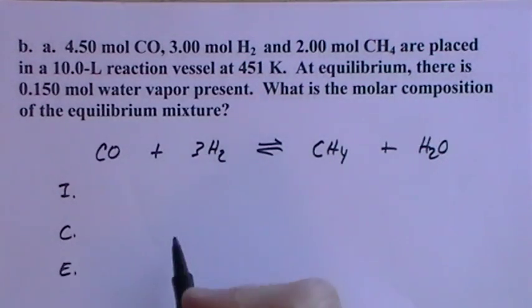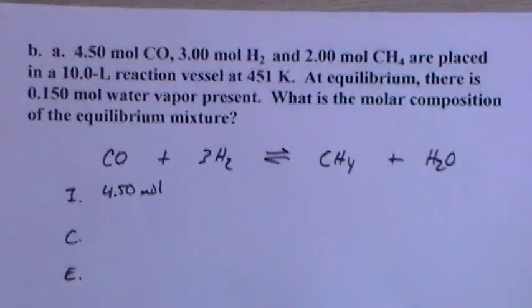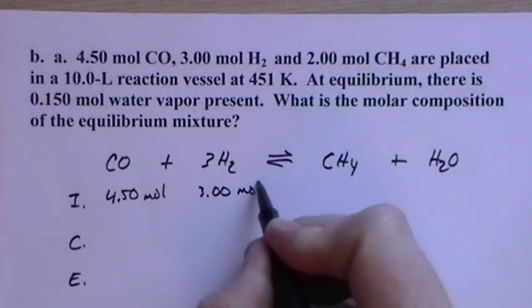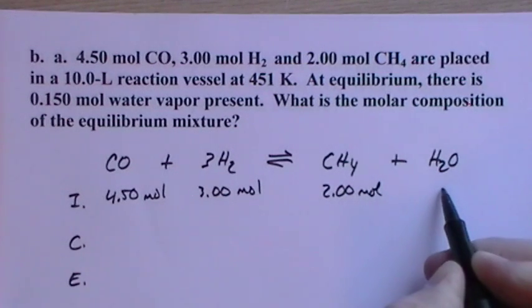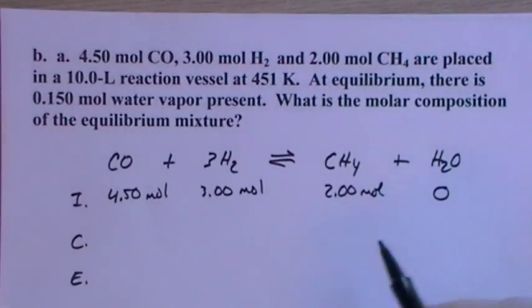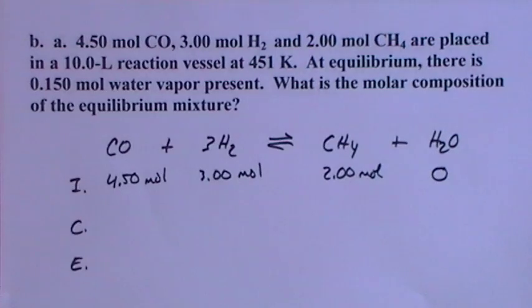All right, so initially we have 4.5 moles of CO. That's what it says. We have 3 moles of hydrogen, and we have 2 moles of methane. That's what we start with, and it doesn't say anything about water, so this must be 0. So this is different because we've started with a certain amount of product. But remember, these are reversible reactions, so they go in either direction, so there's no reason we can't start out with some products. You can make the reaction vessel contain whatever you want at the start.